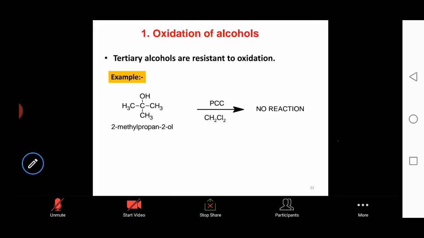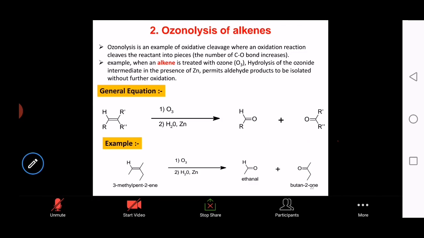So macam yang kita jumpa dekat chapter 9, tertiary alcohol are resistant to oxidation. Okay, so bila you buat oxidation reaction dekat tertiary alcohol, tak ada apa-apa yang akan berlaku. And then number 2 is ozonolysis of alkenes. So dalam chapter 6, ni ulang balik. So bila berlaku ozonolysis, dia akan break the carbon-carbon double bond.